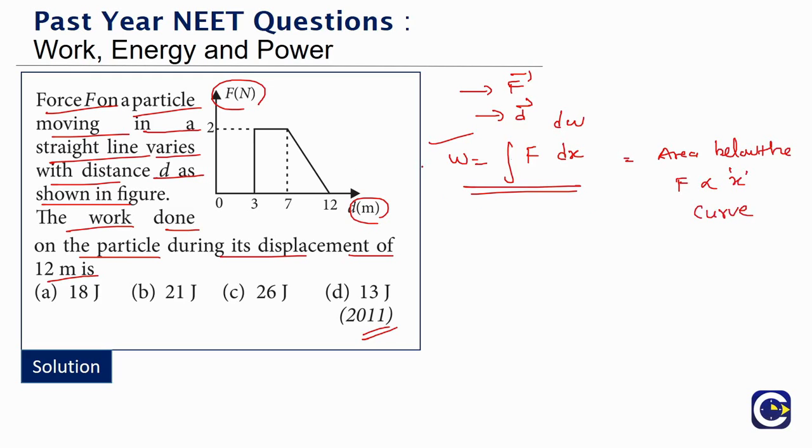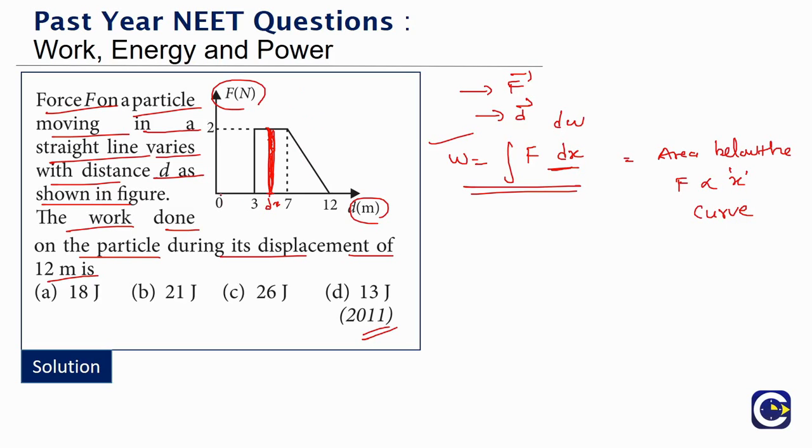So here the way it comes is, if you take a small displacement dx, we look at what is the corresponding force there and we multiply. F dx will be equal to the area of the small rectangle that you see over here. If you add all of it, essentially it will give us the area between the force curve and the x-axis. So here we need to find what is that area.